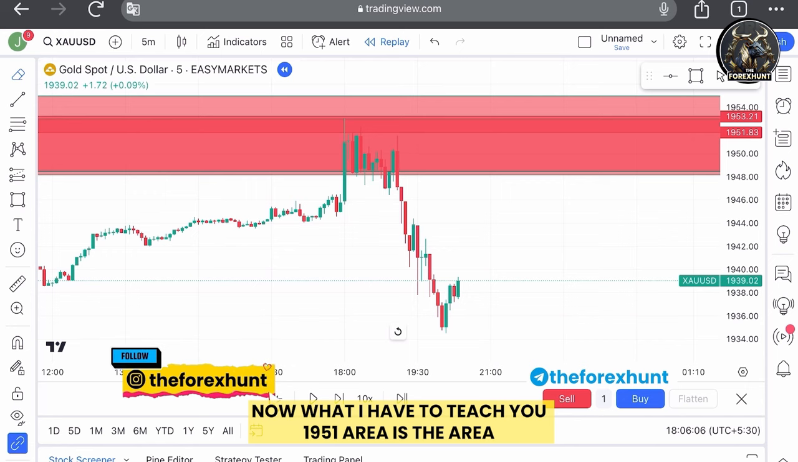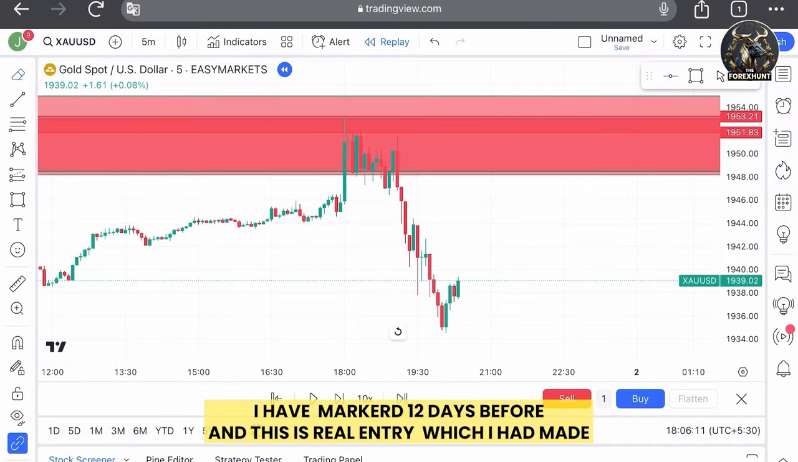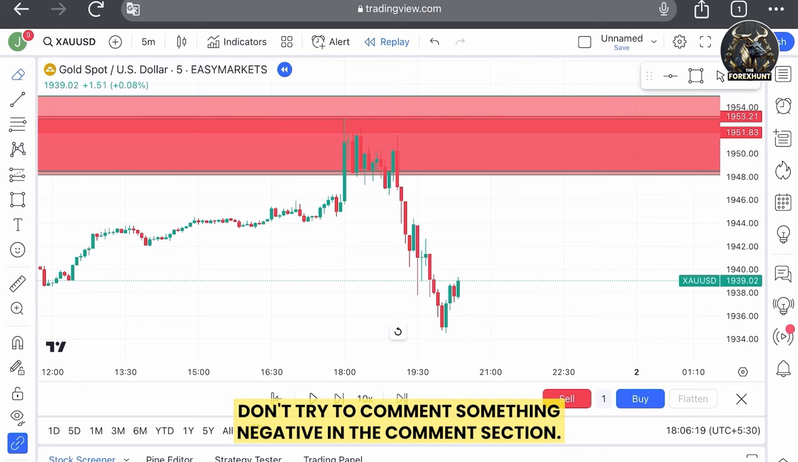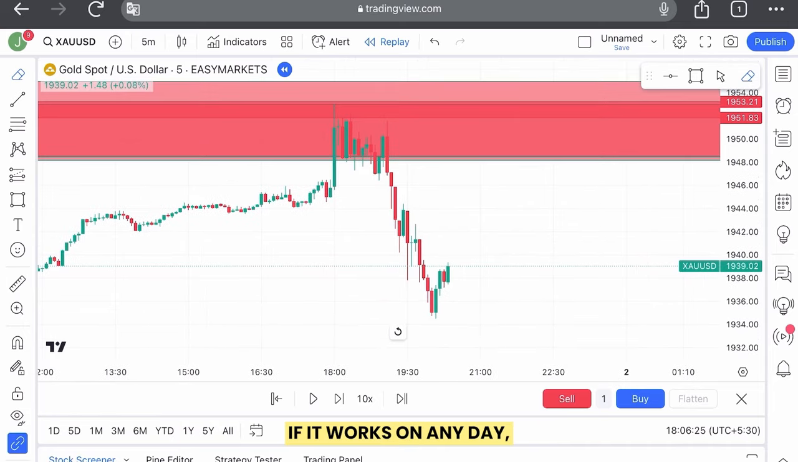Now what I have taught you, the 1951 area is the area I marked 12 days before, and this is a real entry which I made. Okay, I am not trying to prove myself here, but yes, you can do it, you know our charts. If you are a smart guy, don't try to comment something negative in the comment section. Go and check it on charts. If it works on any day, let me know.